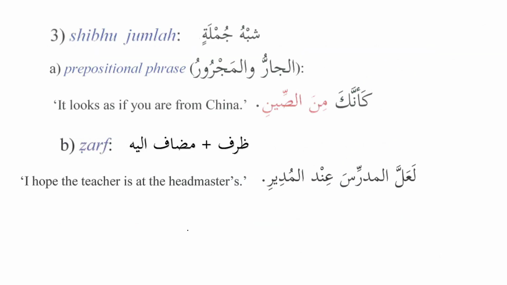All right. Shibhu jumlatin, as we said, can be a prepositional phrase. It can be jar majroor. Ka'annaka min as-sini. So where is ismu ka'anna?